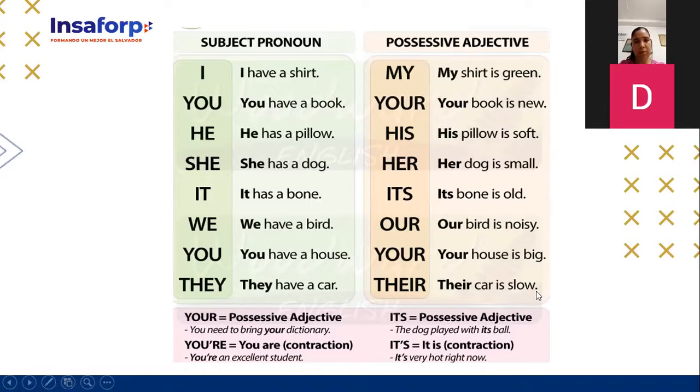Su carro es lento. ¿Por qué está you dos veces? Porque you, the here, is singular. Usamos you para tú. And you, plural, para decir ustedes. Ustedes, you, you. Así que el you se utiliza tanto en singular como en plural. No hay que confundir your con you're. Even though it's the same pronunciation, the meaning is different. Your is the contraction of you are. You're an excellent student. Your, que es el possessive adjective, con it's de it is, que es la contracción, ¿verdad? Cuando lleva el apóstrofe. It's very hot right now. Está muy caliente ahorita.